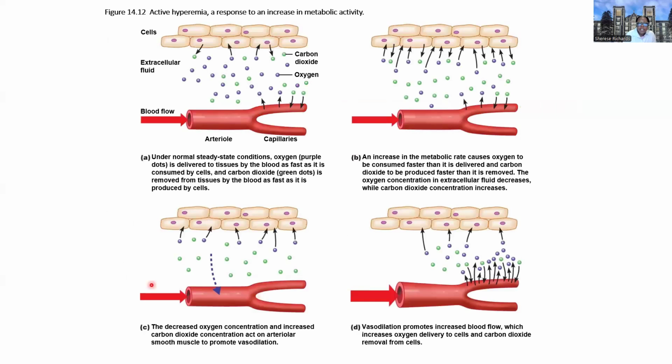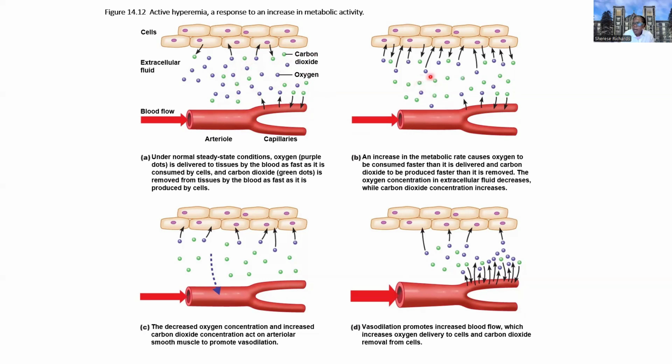Okay, so here's the example, right? Here's carbon dioxide in green, oxygen in purple. And so here's blood flow coming into the tissue. Notice in this instance, we have steady states or normal absorption of oxygen matching release of CO2, right? So that relationship is at steady state.